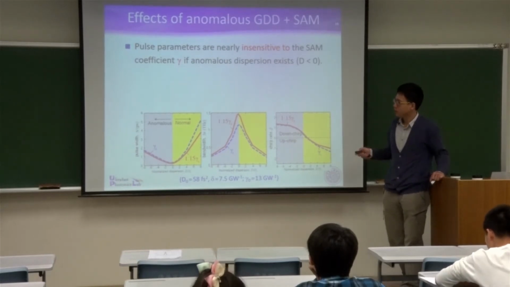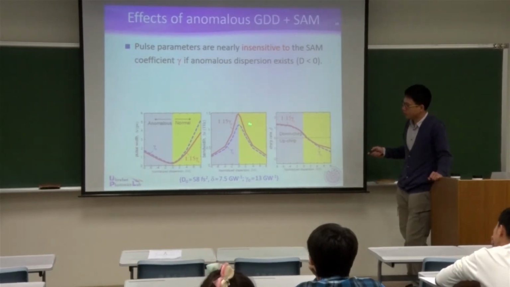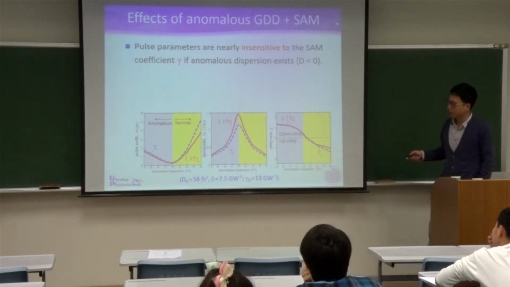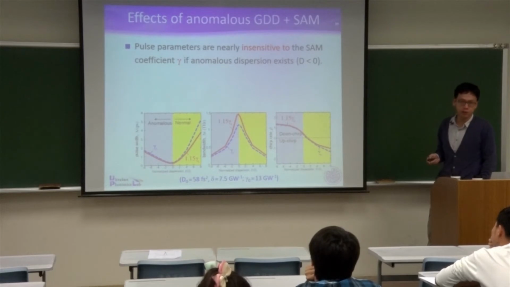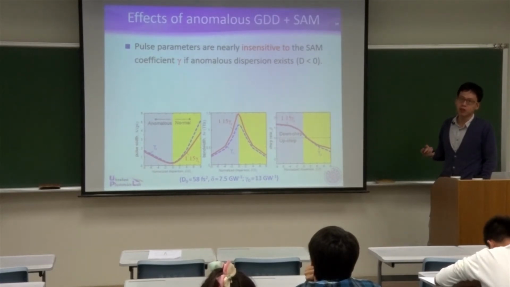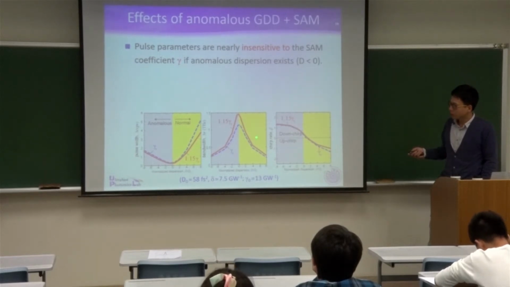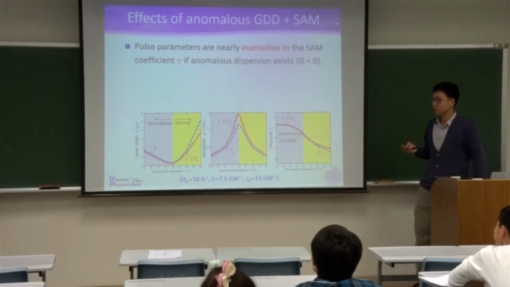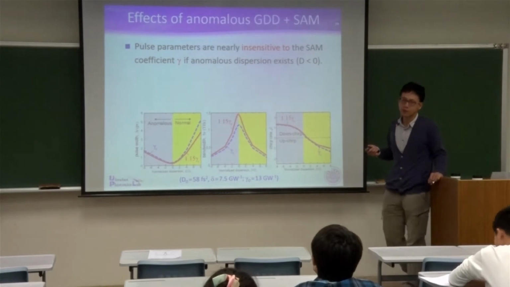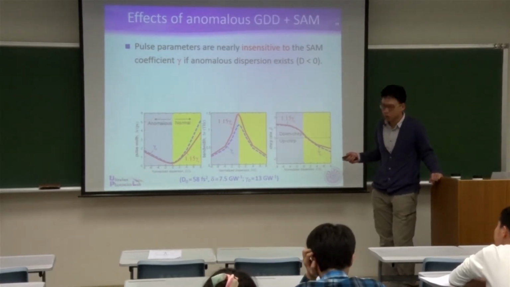If you observe the second, the middle figure, you see the red one is still better than the blue one, because now the bandwidth is broader if your SAM coefficient is larger. It's also intuitive. But it's more symmetric compared with the first figure. So that means the bandwidth response is less obvious compared with the pulse width response.